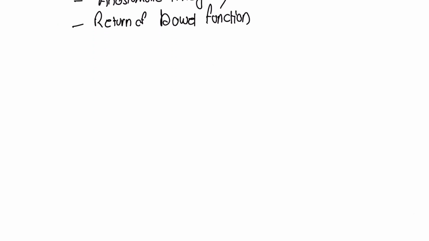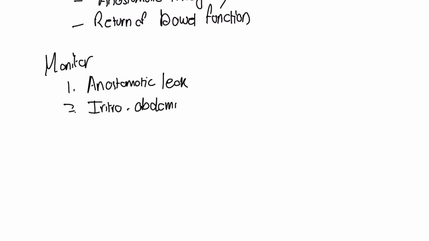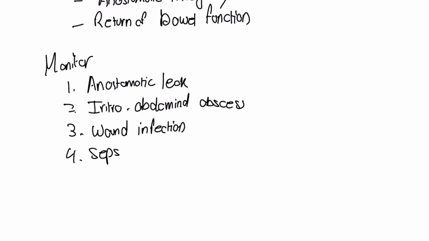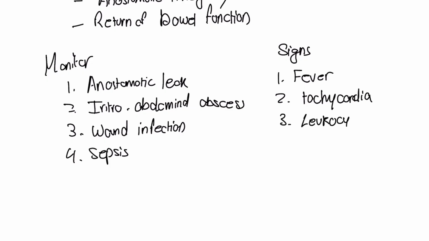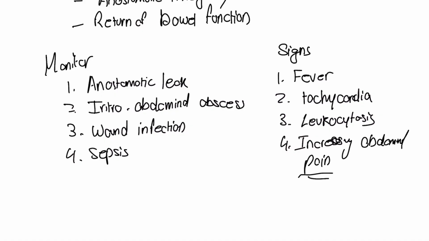You're watching for the anastomotic leak, intra-abdominal abscesses. That can actually be more common with laparoscopic surgery. But again, this can happen with open surgery, wound infections that are very common with those grossly contaminated open surgeries, and sepsis. You want to watch for fevers, tachycardia, leukocytosis, or if the patient's just complaining of increasing abdominal pain that's just not going away. If you're concerned about this, you need to get a CT scan with contrast.